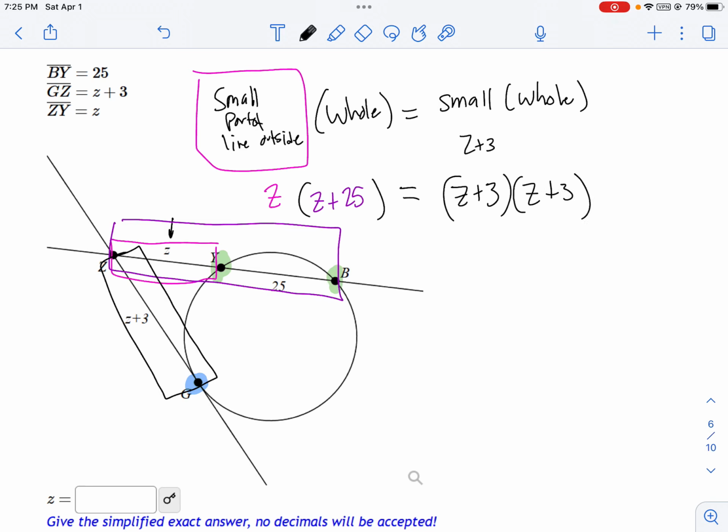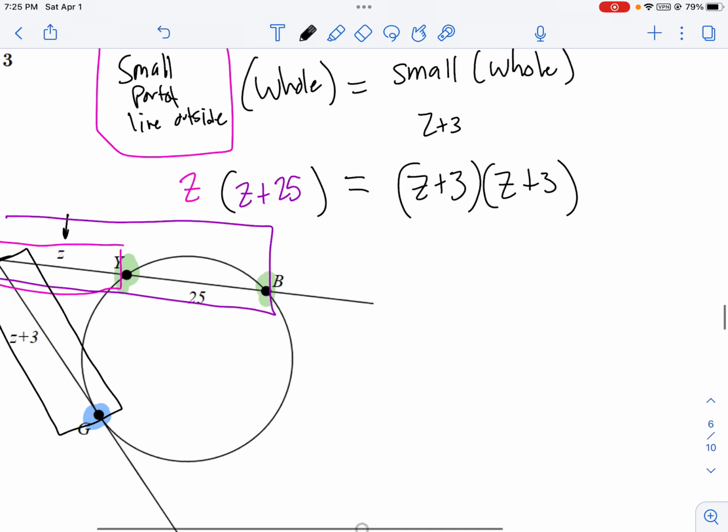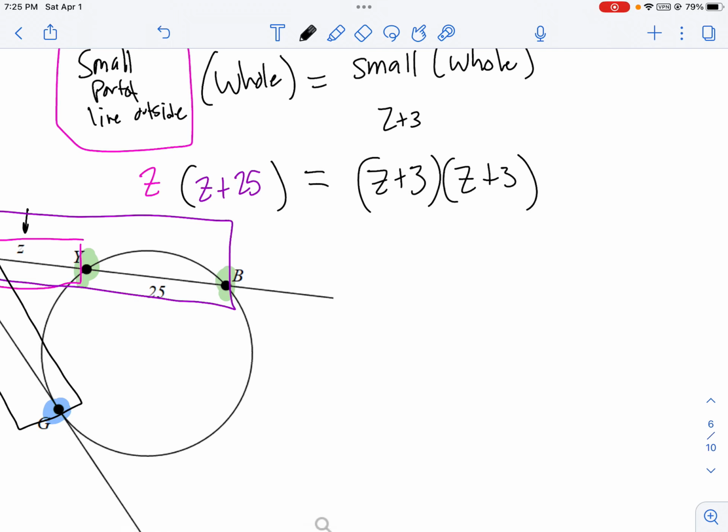So whenever you have a tangent line, essentially you have the same thing multiplied twice. You essentially square it. But if you have a secant line, you will have two different lengths. You'll have the outside, and remember to add it together, right? Both things combined to make the whole. And that would be the setup for this one. And then from now, it's just a matter of solving this.